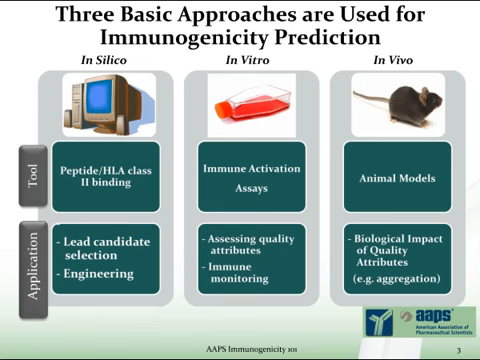Finally, the last category includes in vivo models, which is the topic of this module. These models, which include transgenic or humanized mice, have also been used in comparative assessments. The most frequent example is in the comparison of the biological or immunological impact of quality attributes, such as protein aggregation, and differences in post-translational modification or other characteristics.